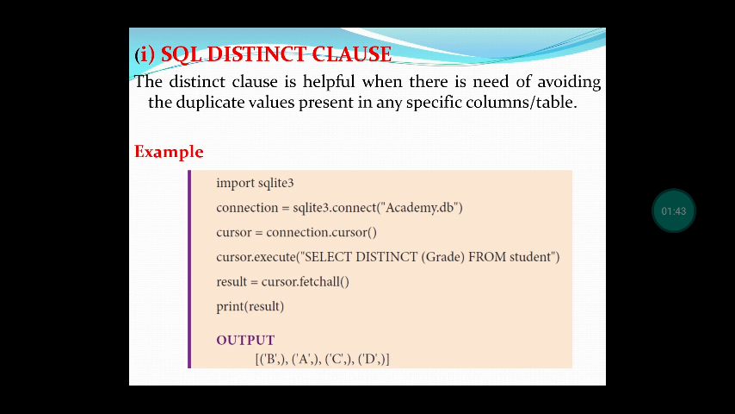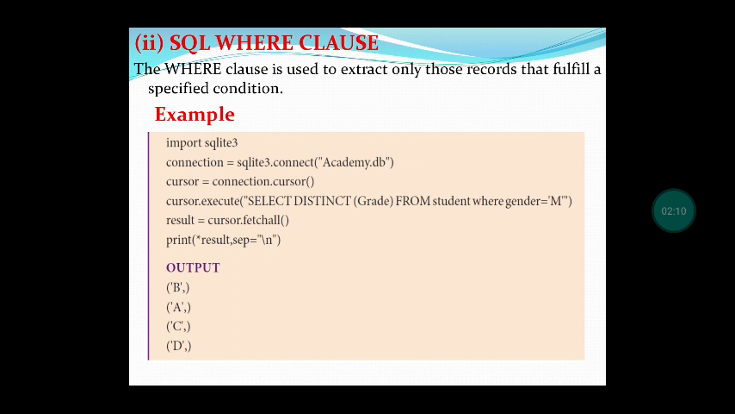So in the output we got B, A, C, D. These are the grades achieved by various students. Some may have got B grade, some other students may have got A grade, but it displays only one B, one A, one C. So to avoid the duplicate values, we can use this distinct clause. Next, where clause. It is used to extract the records with some specified condition.